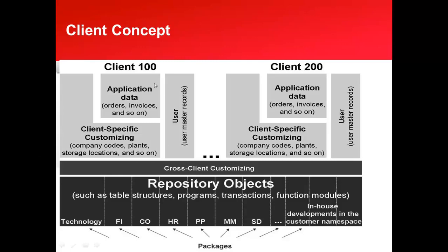At the top, what you are seeing is a particular client, which has its own users, its own user master records, its own authorization concept, and its own application data, for example orders, invoices and so on. It also has its own client-specific customizing, for example company codes, plants, storage locations and so on. The same goes for client 200; it has its own set of this data.